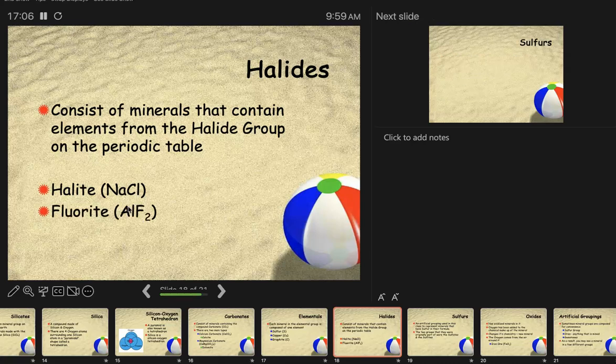Oh, there's a couple examples. Yep, they went quickly. So you have the chlorine here, the fluorine here. That's not fluoride, it's fluorine.